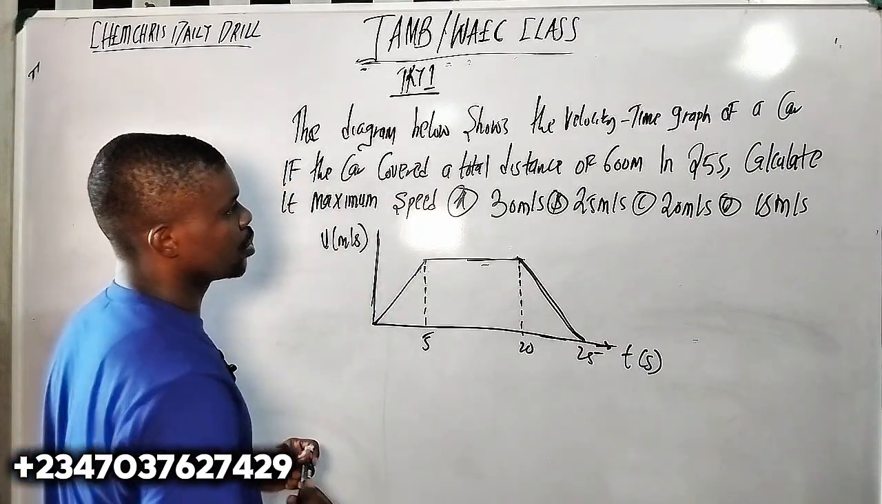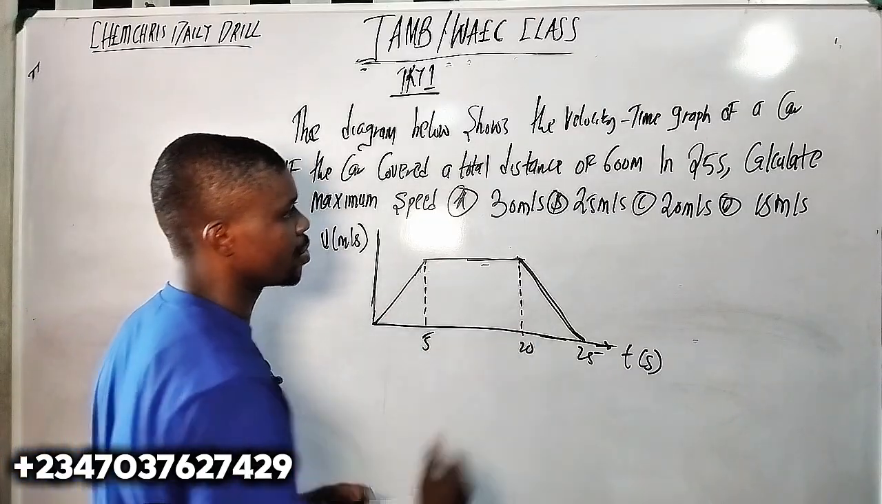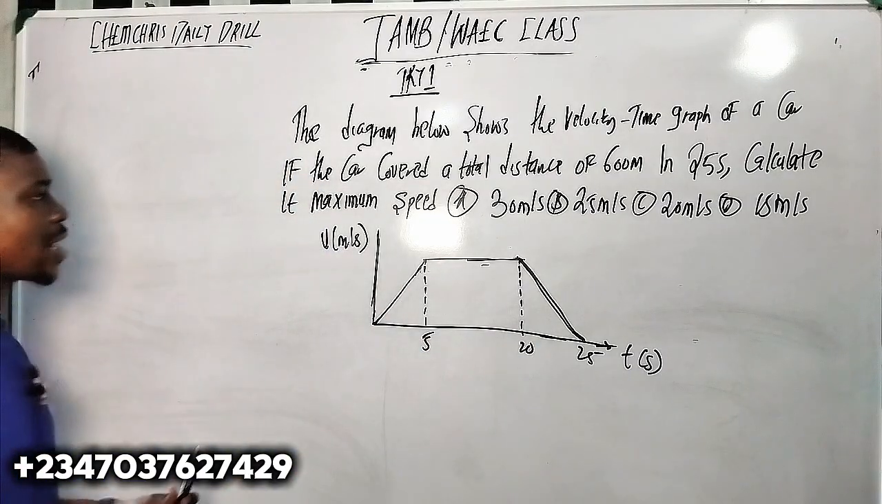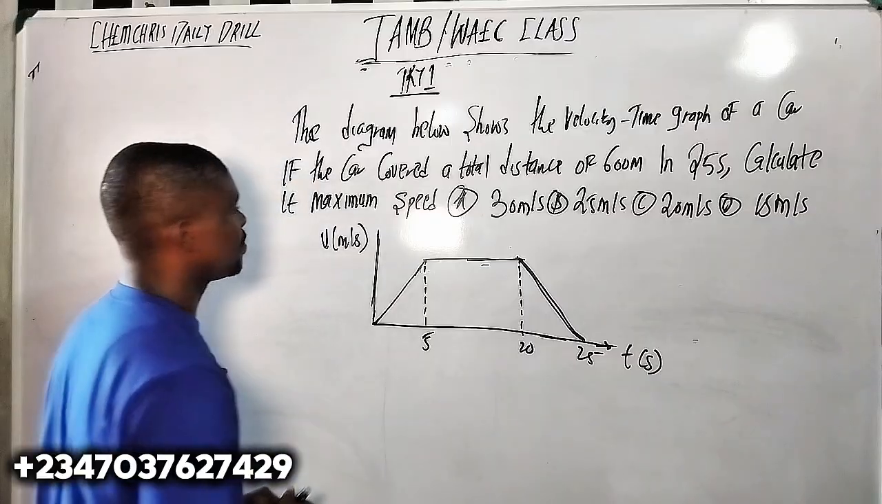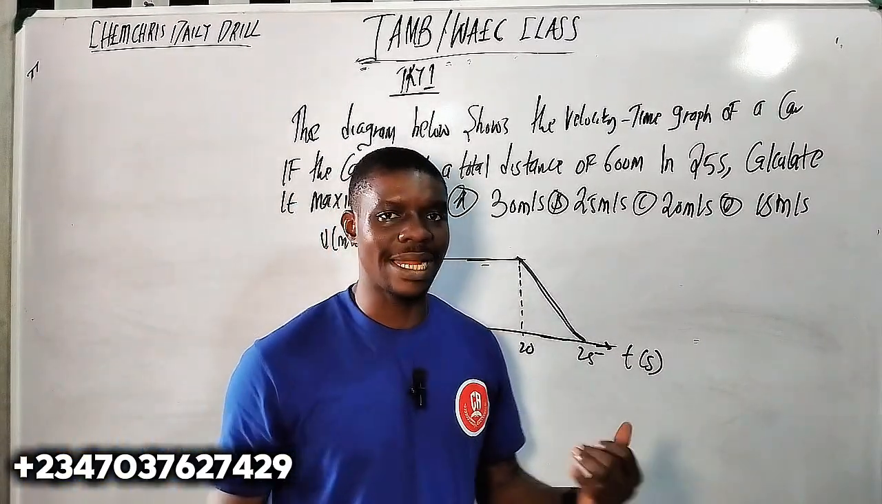The diagram below shows the velocity time graph of a car. If the car covers a total distance of 600 meters in 25 seconds, calculate the maximum speed. Look at the velocity time graph here. So go ahead and try it.